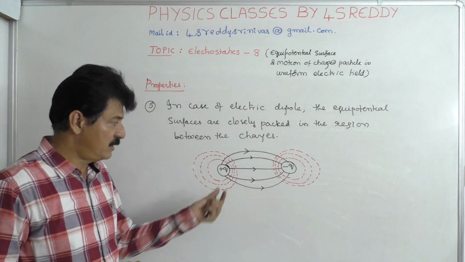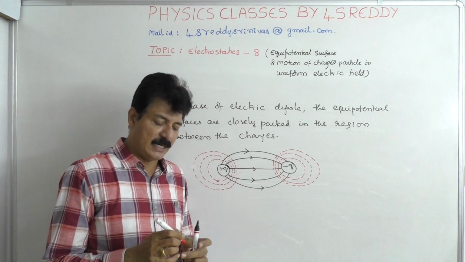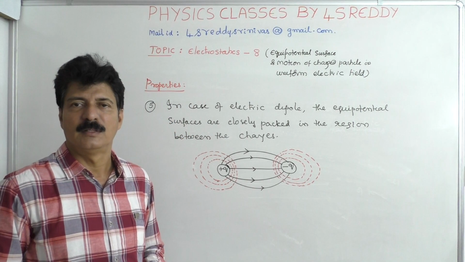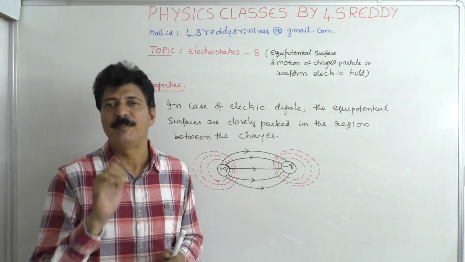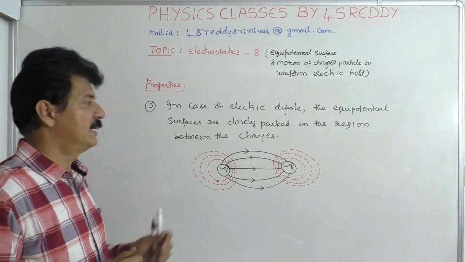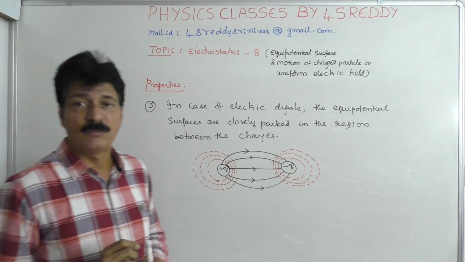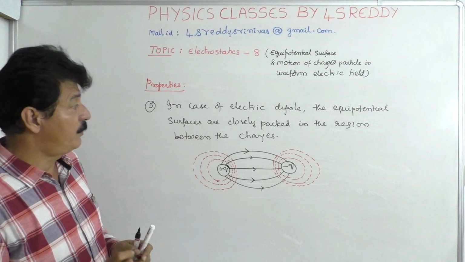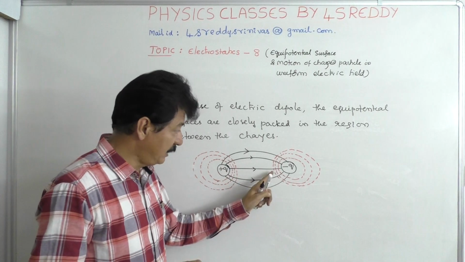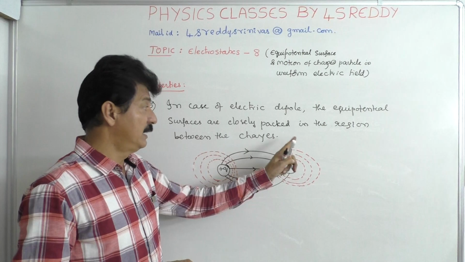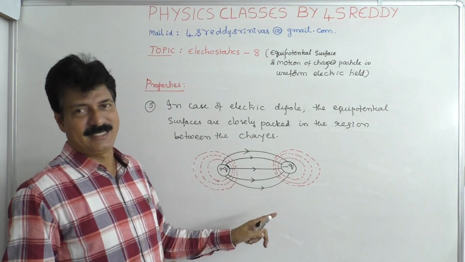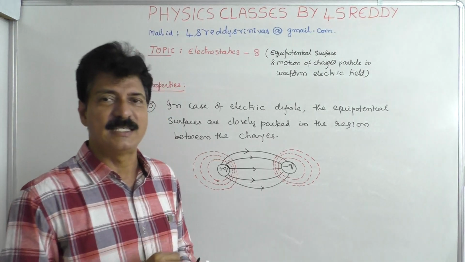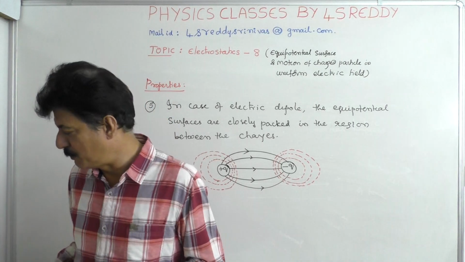If these equipotential surfaces are closely packed, it means the electric field intensity is more, and vice versa. This is the point to remember whenever you come across the electric field of an electric dipole. In case of an electric dipole, the equipotential surfaces are closely packed here, in the region between the charges. Suppose both are like charges, both positive charges, then what happens? That is very simple.